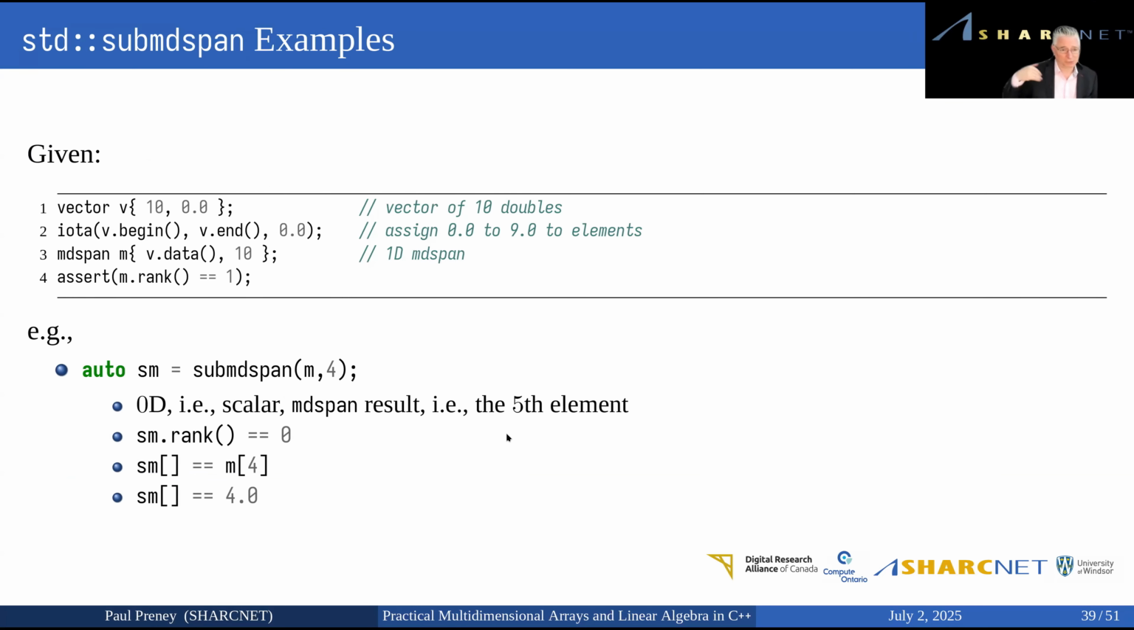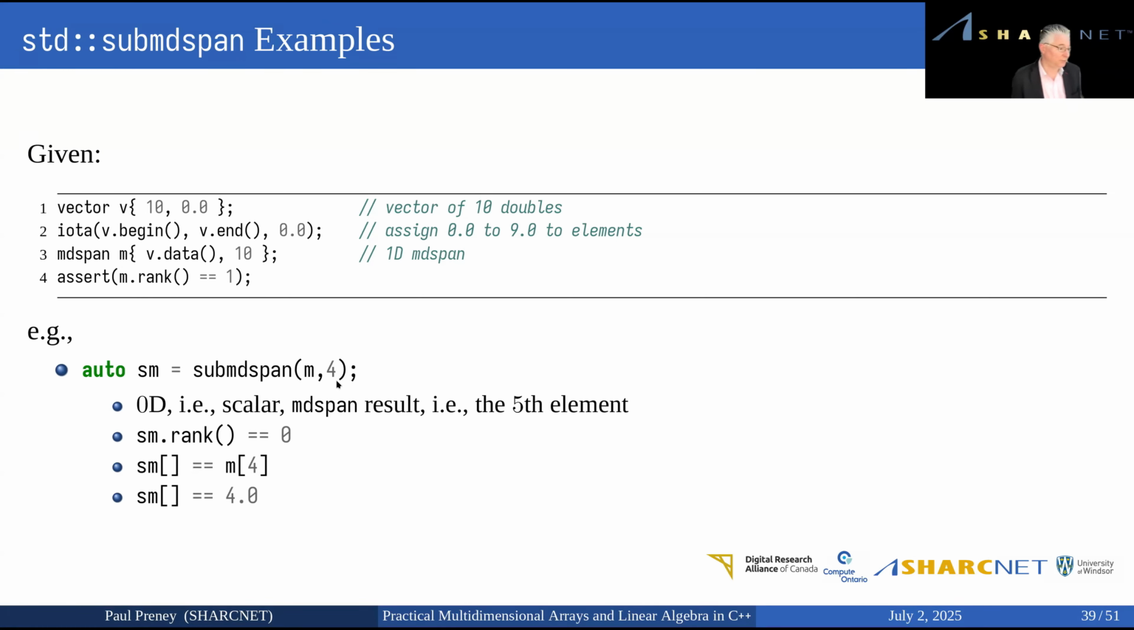Okay, if you're using submdspan, I've got a little bit of code here. I have a vector, a real small vector, 10 doubles, all zeros. Then I fill them all in, 0, 1, 2, 3, 4, 5, 6, 7, 8, 9, no problem with iota. Then I make an mdspan. There's only one dimension of 10 values, so I assert the rank is 1. Okay, so submdspan.